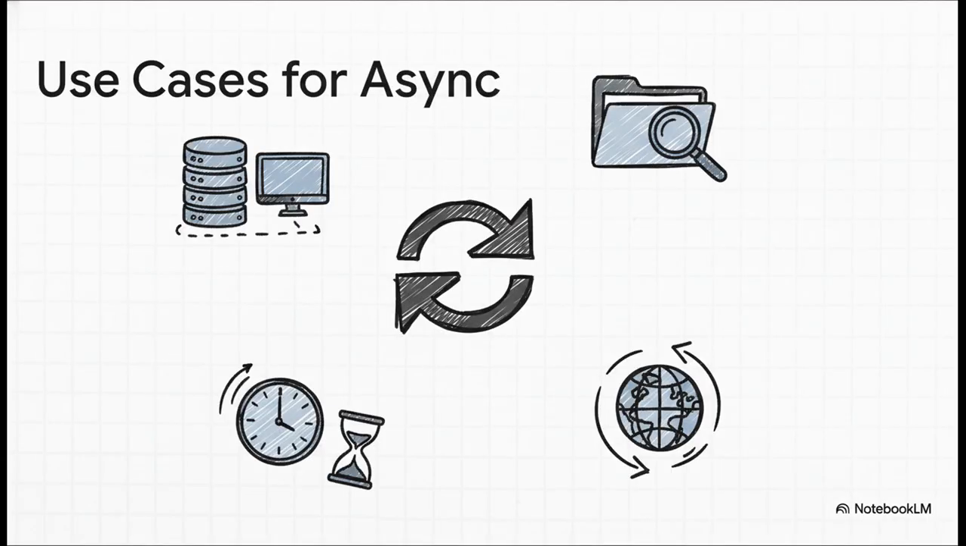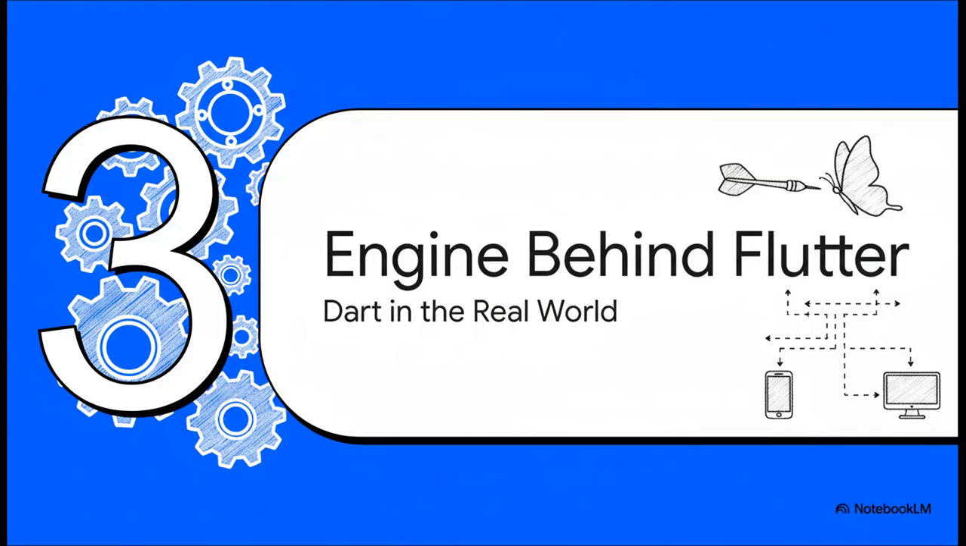So when do you actually use this? Well, pretty much any time your app needs to wait for something without freezing the entire user interface. Making API calls, reading a file from the disk, any kind of network request. These are all perfect use cases. So let's see how this all comes together in the real world.